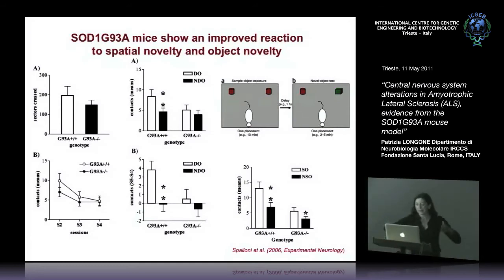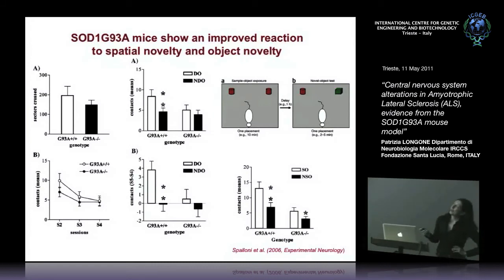The hippocampus is important in spatial-related learning and memory. After measuring increased AMPA GluR1, and after looking at LTP and finding an increased LTP, we asked if at the behavioral level we were able to see some improvement in hippocampal-related learning and memory. And we performed a test called the object recognition test.